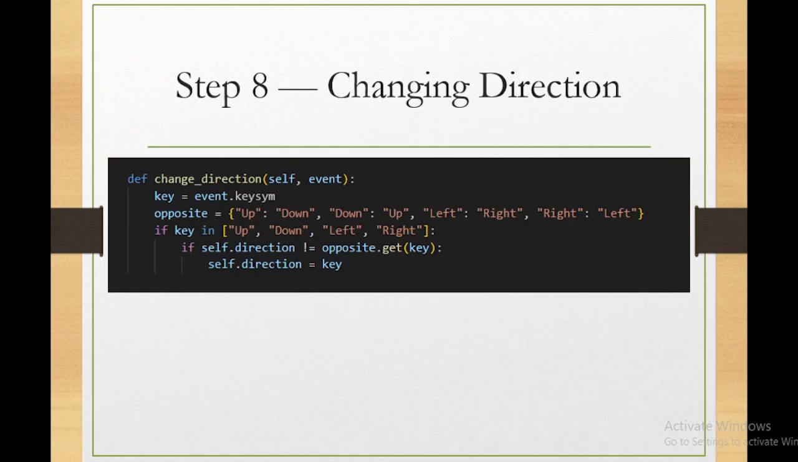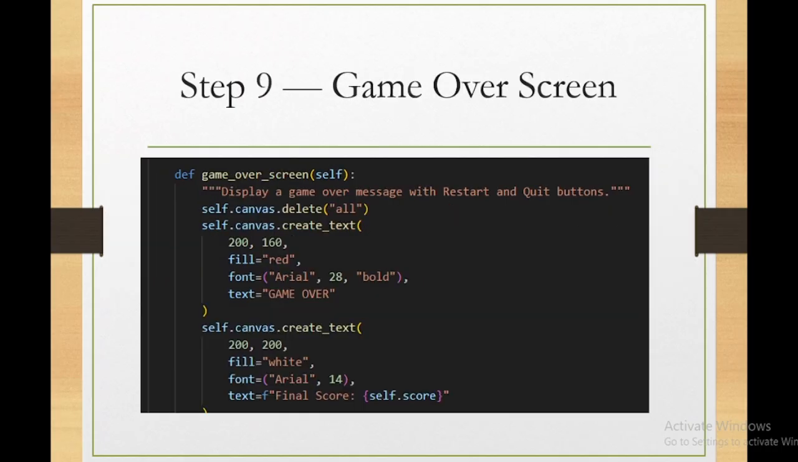Step number 9. Displaying the game over screen. The game over screen method is called when the player loses. First, it clears the canvas so nothing from the game is left on the screen. Then, it writes a large red message in the middle that says, Game Over. Below that, it shows the player's final score in white text.